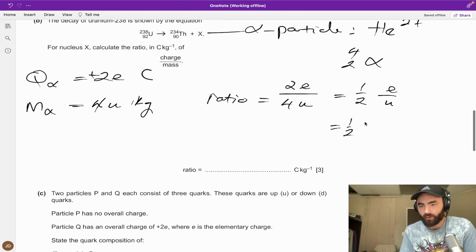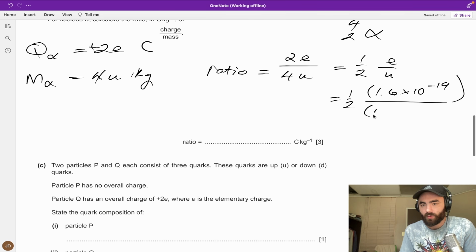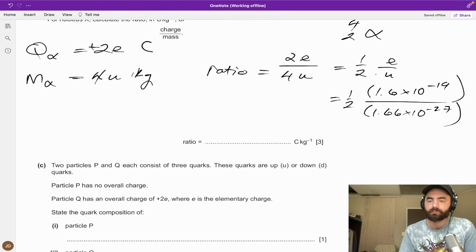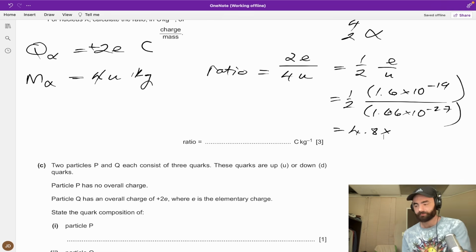Okay, so this is half of e, which is 1.6 times 10 to the negative 19, divided by 1.66 times 10 to the negative 27. These are literally on your exam: e is this, and u is this. Cool. Put all that into your calculator. So we round it as 4.8, about 4.8 times 10 to the 7.